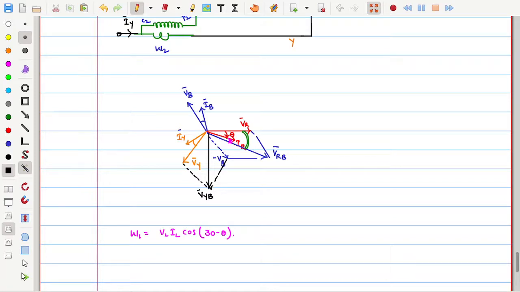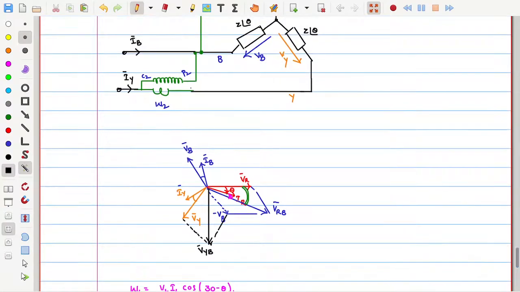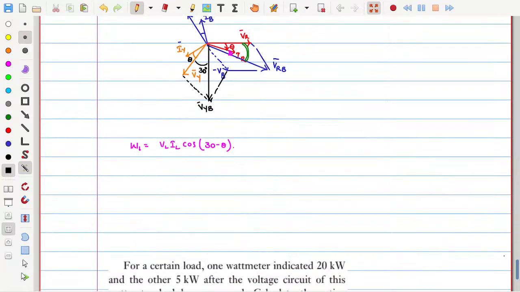VY minus VB. Now what angle I need is that, what will be the current coil current? IY. What will be the voltage? VYB is the voltage. So VYB is here, IY is here. How much is this angle? 30 degrees. This angle is theta. So how much is W2? 30 plus theta. VL IL cos of 30 plus theta.